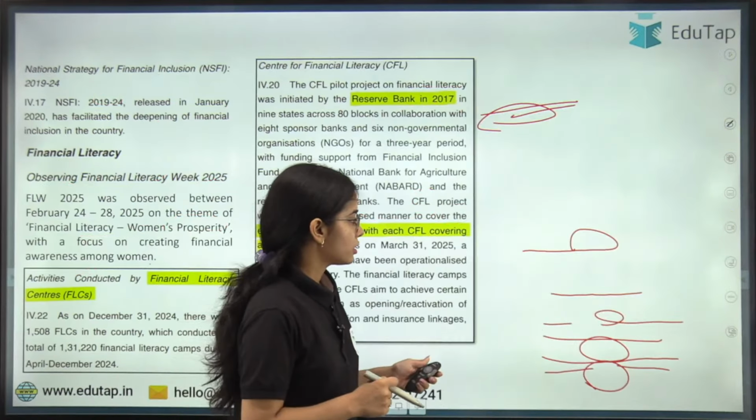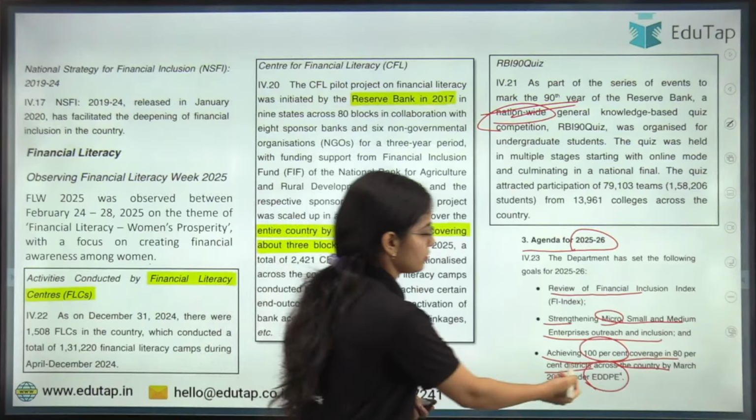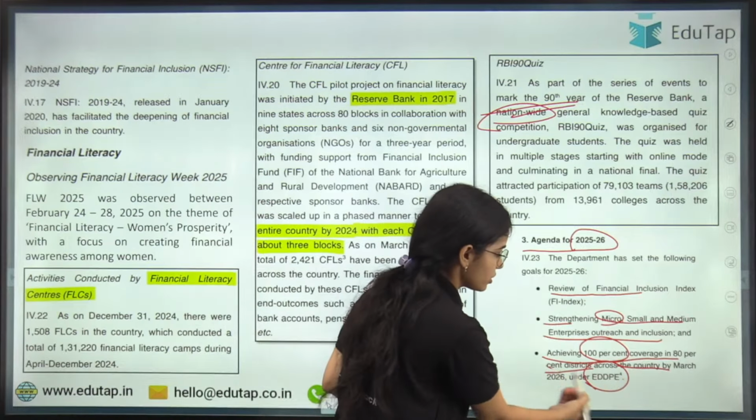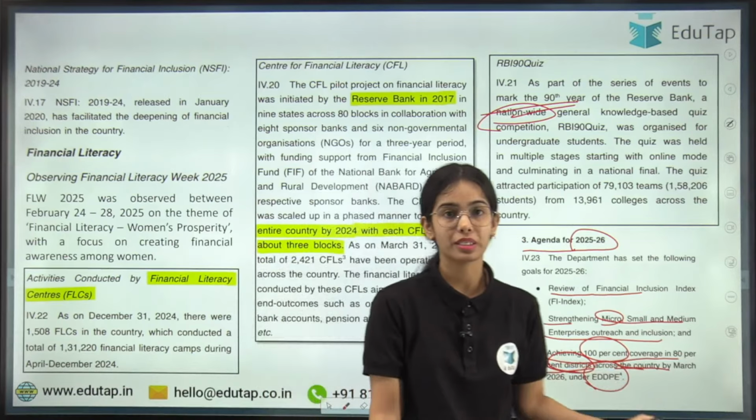So this is the target: 80% of districts have to be covered under the EDTP by March 2026.